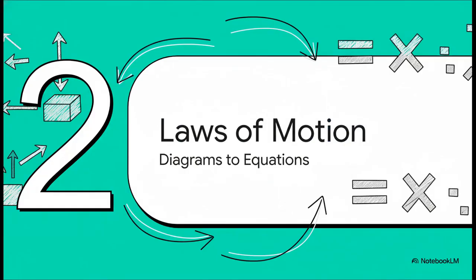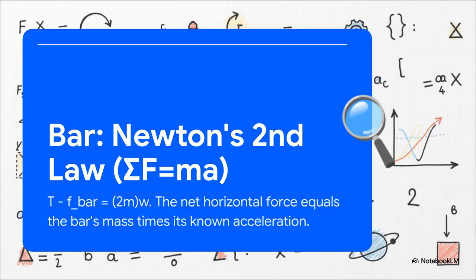Okay, we've got our force diagrams, we've visualized everything, the physics picture is complete. Now it's time to translate these pictures into the language of math. And what's our tool for that? Good old Newton's second law. Yep, F equals ma. We're going to apply it to the bar, and then we're going to apply it to the motor. So let's start with the bar again.